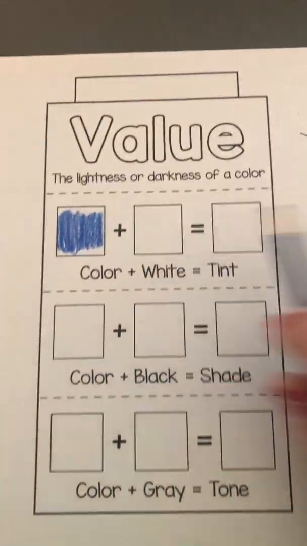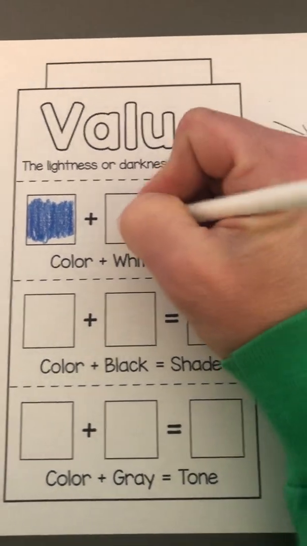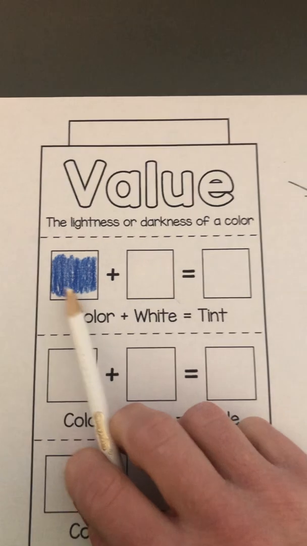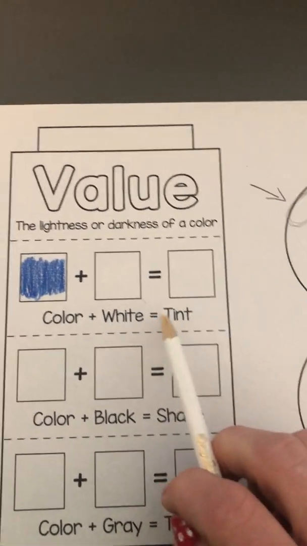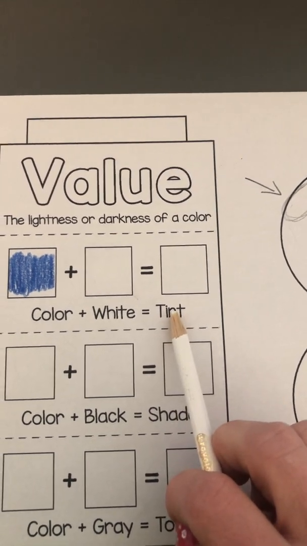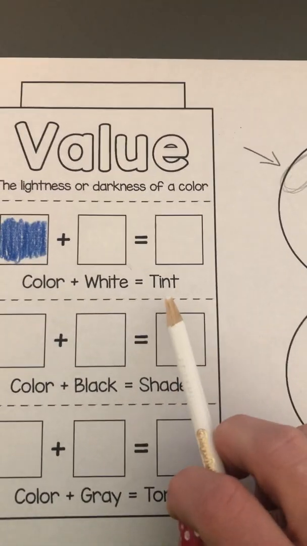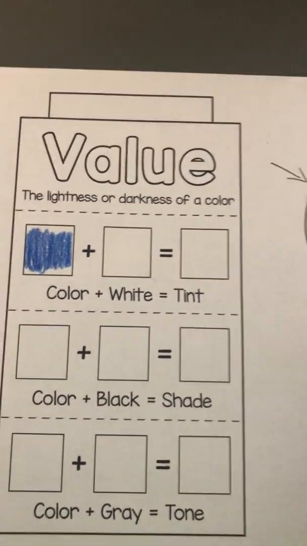And then if you add white to a color, which doesn't do a whole lot when you put white on white, so you can just leave that box blank. But when you mix together blue and white, you would get a lighter shade of blue. We call that a tint of blue. So we wouldn't call that a shade of blue because that's down here. So when you mix a white with a color, you get what's called a tint of that color.